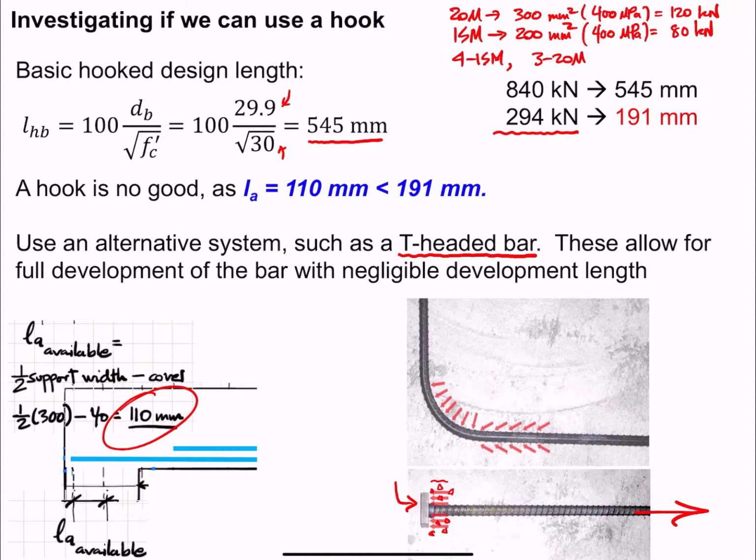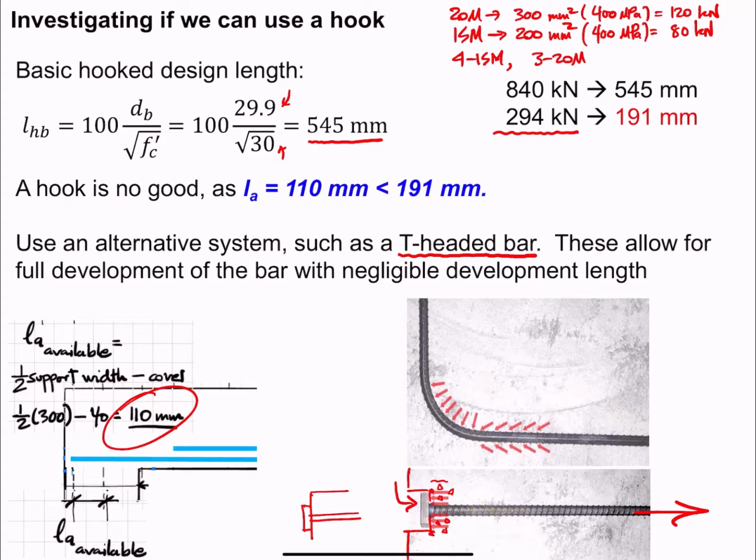So when you use these proprietary systems, you buy the hardware, you read the instructions, and some of these T-headed bars need you to make a pocket in your concrete. Sometimes you just attach it on the surface, depending on your application and your particular constraints. It could be inside of a pocket or just on the outside of your beam.